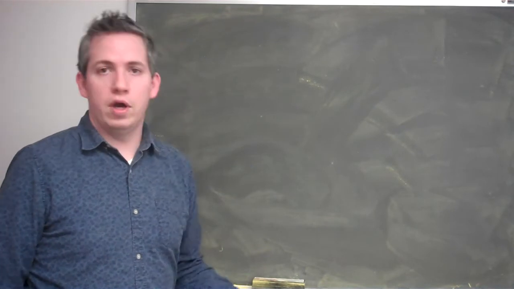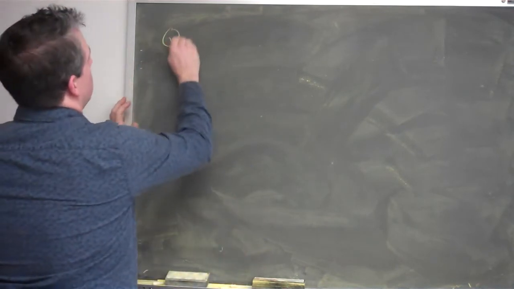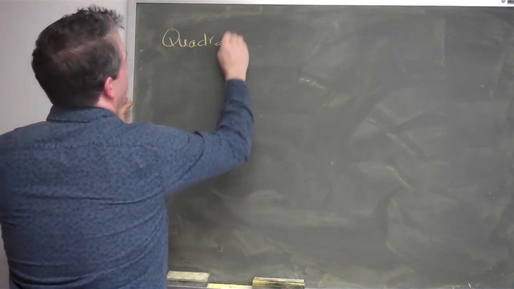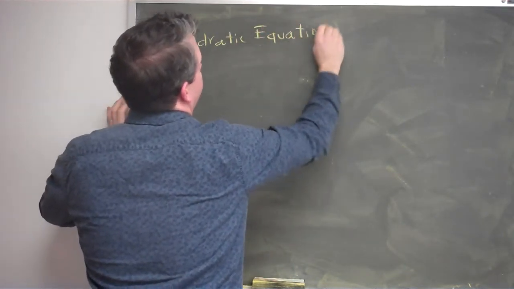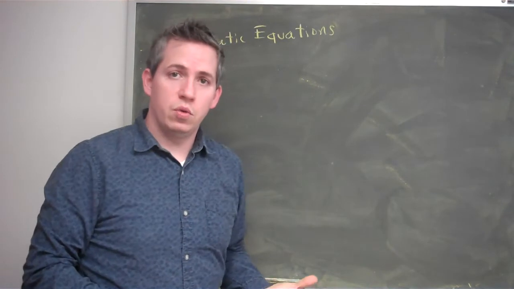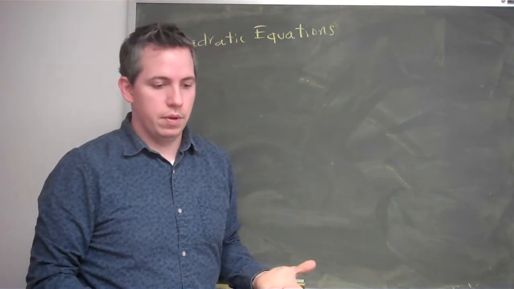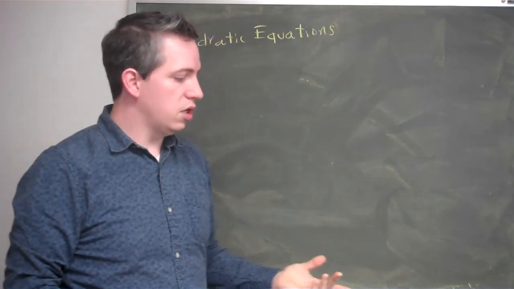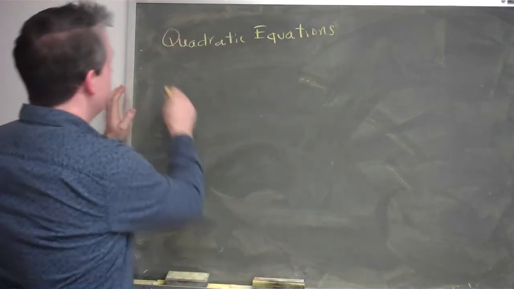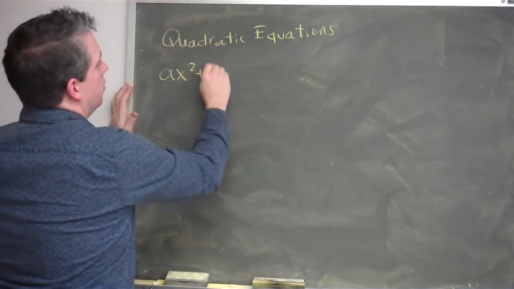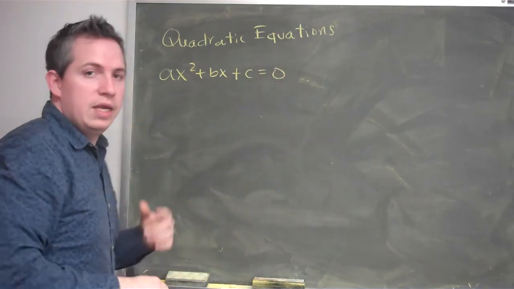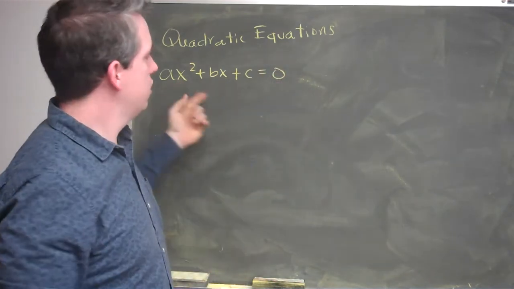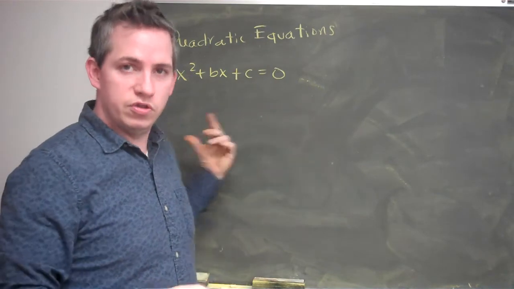Today I want to talk about quadratic equations. We've talked a little bit about quadratics in general. A quadratic equation is when you have something in the form ax squared plus bx plus c is equal to 0. Now if it's not written like this, if it's a quadratic equation, you can always make it like that.